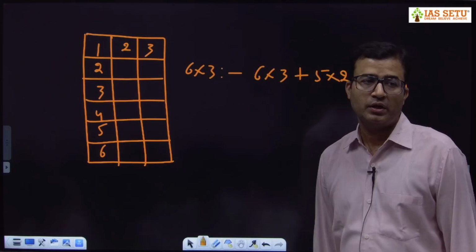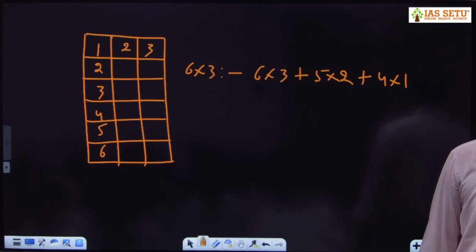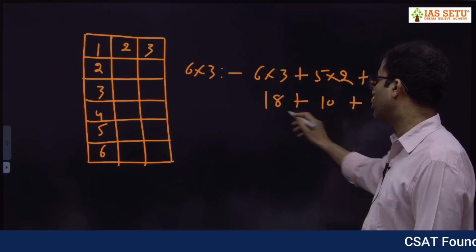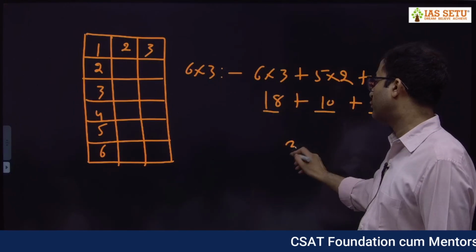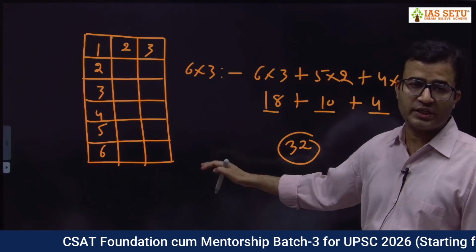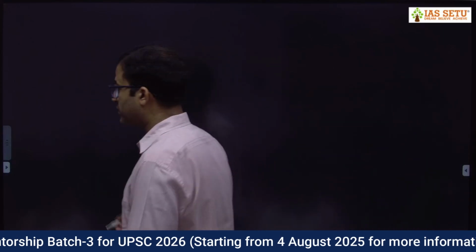Stop. Start with the given value 6 into 3, then subtract one each time: 5 into 2, 4 into 1, 3 into 0, which is 0. You stop there. So it is 18 plus 10 plus 4. So it is 28 plus 4, 32. In this given figure, how many squares are there? 32. Now you try one question and keep the answer with yourself.